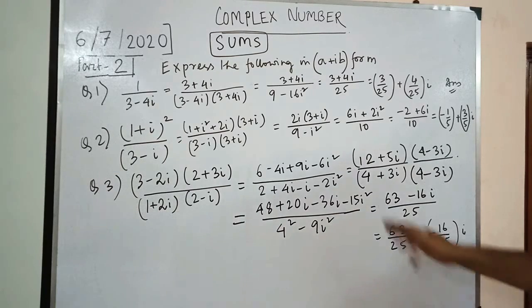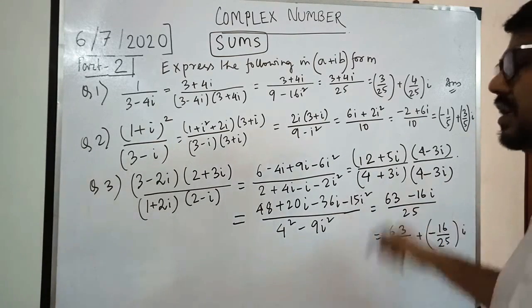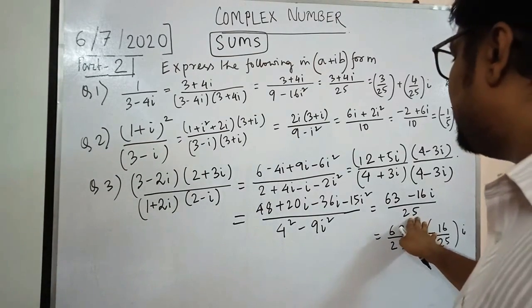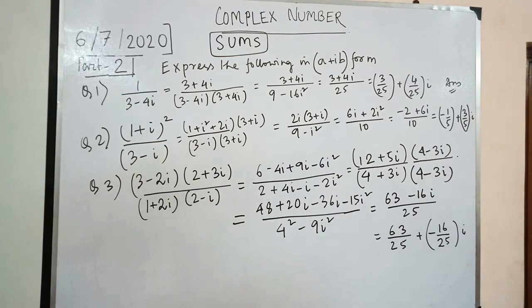Hope you understood, right? We are rationalizing the denominator every time so that we get a real number in the denominator. That's why we are rationalizing the denominator every time. So let us proceed to the next sum.